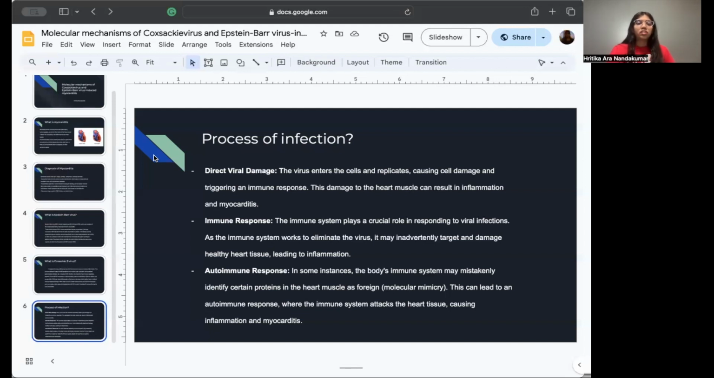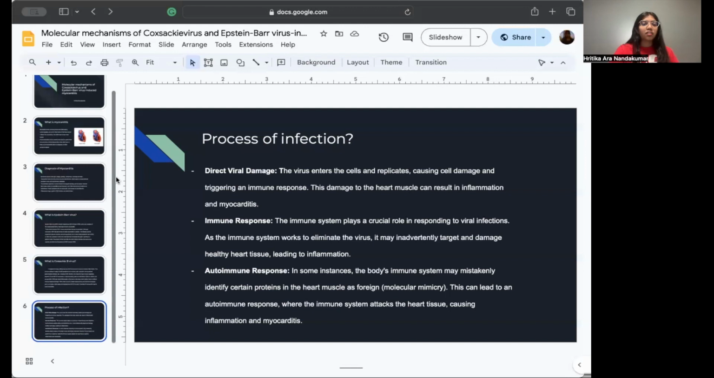Autoimmune responses. In some instances, the body's immune system may mistakenly identify certain proteins in the heart muscle as foreign, which is known as a process of molecular mimicry. This can lead to an autoimmune response where the immune system attacks the heart tissue, causing inflammation and myocarditis.